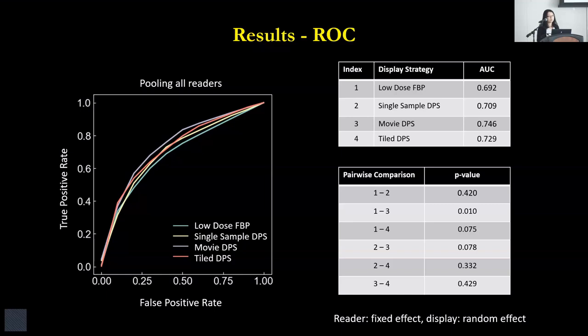And comparing single and multi-sample display, so we're looking at 2 versus 3 here, we're getting a p-value of 0.078. This is not less than 0.05 like we expected, and this suggests that including more readers may be beneficial for our future studies.